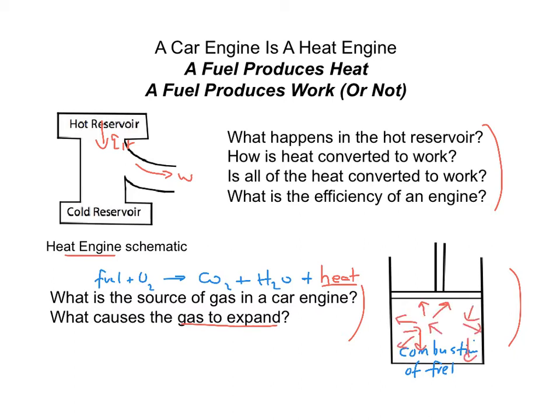Turns out that not all of the heat is converted to work. Not all of the gas molecules in the cylinder are pushing against the piston to produce work. The efficiency of an engine is the output divided by the input, which is the work divided by the heat from the hot reservoir. Note that the heat which is not converted to work is lost or wasted.